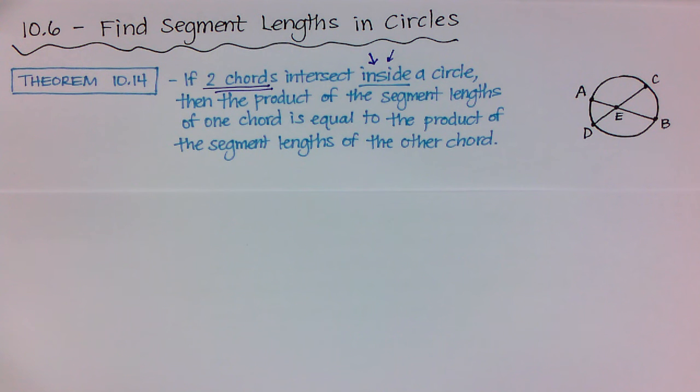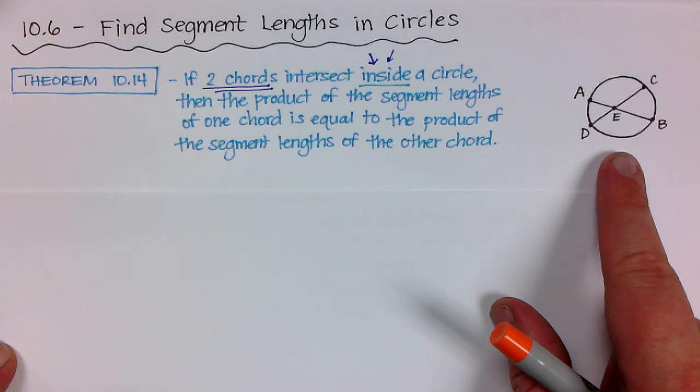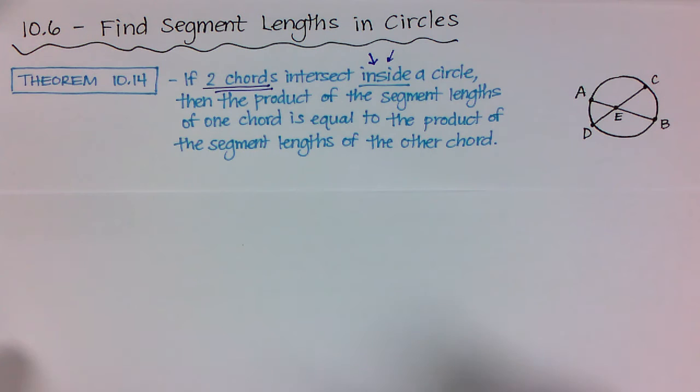Our first theorem, 10.14, is talking about two chords, and they intersect inside a circle in our first example. So if that happens, the product of the segment lengths of one chord is equal to the product of the segment lengths of the other chord.